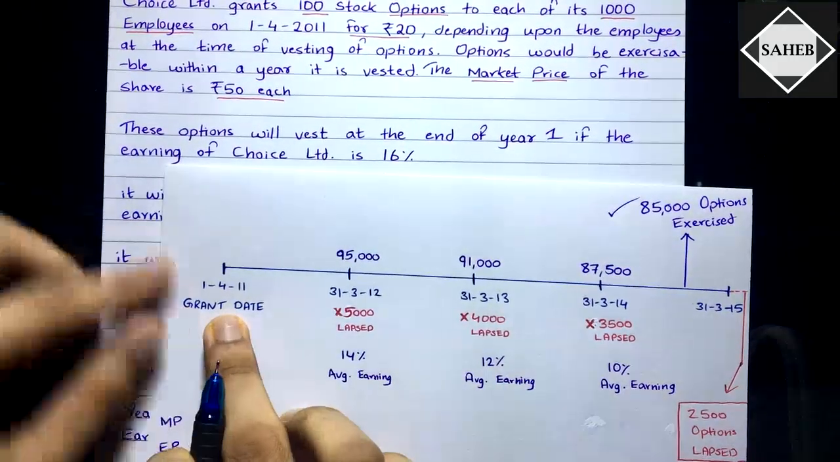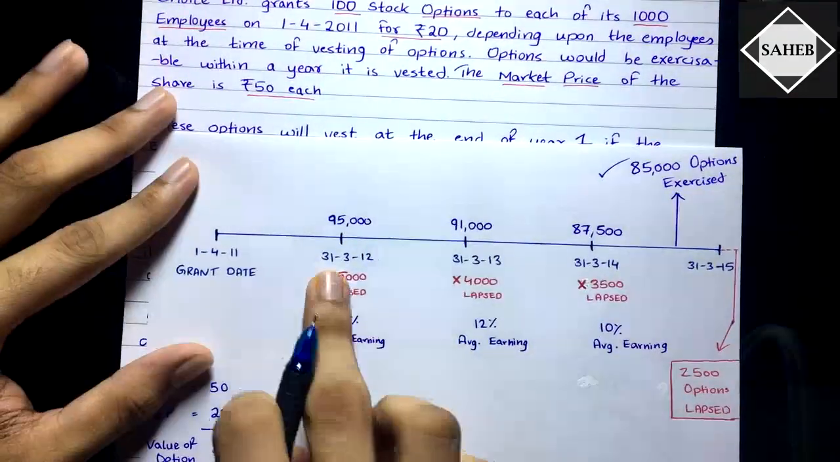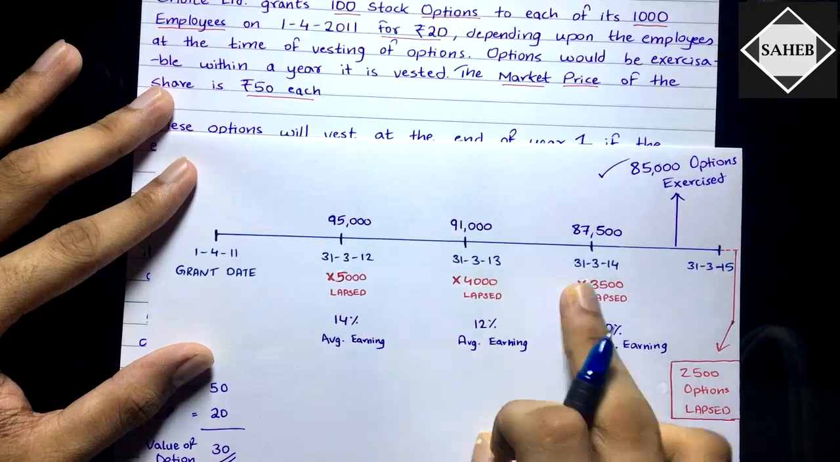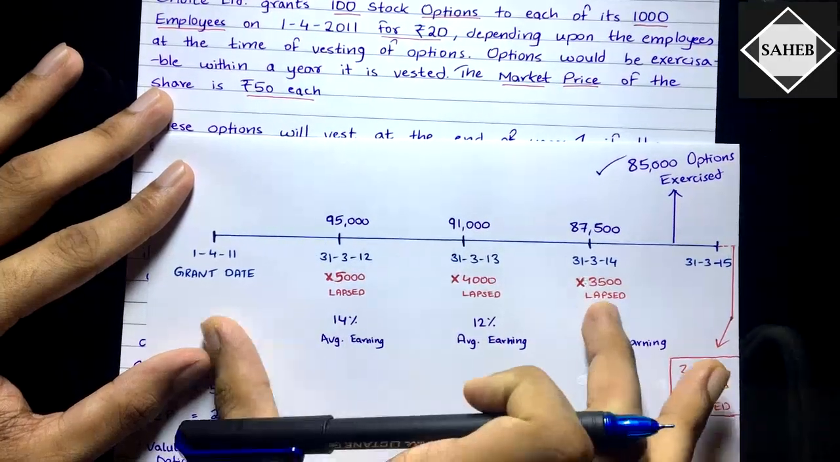Yeah, the grant date was 1st April 2011. So then 31st/3/2012, 31st/3/2013, 31st/3/2014. Yeah, like that you can take, right? 1 year, 2 year, 3 year. So in total 3 years.